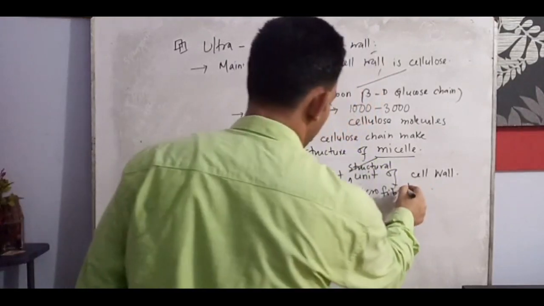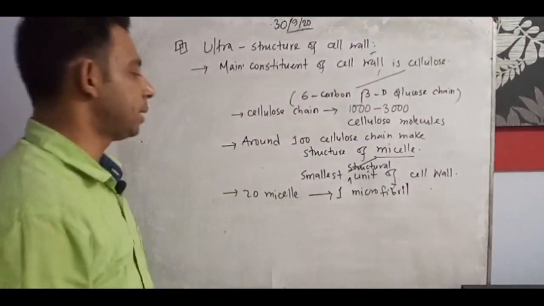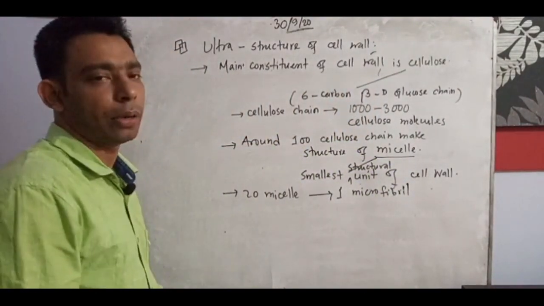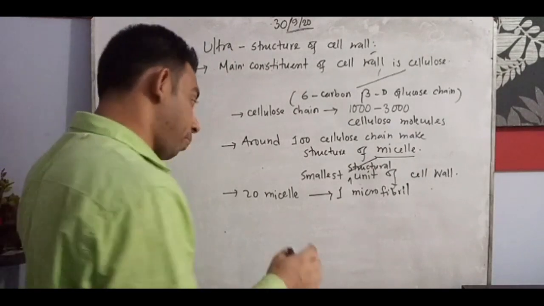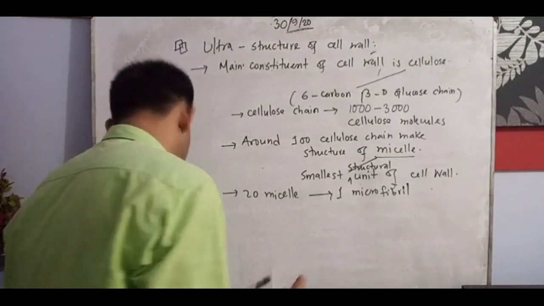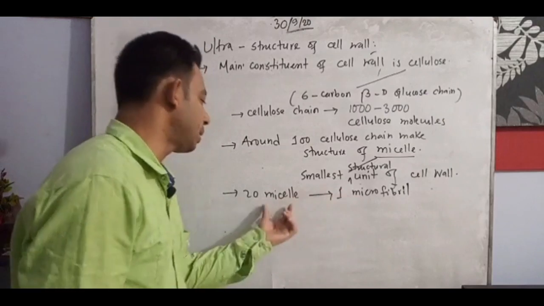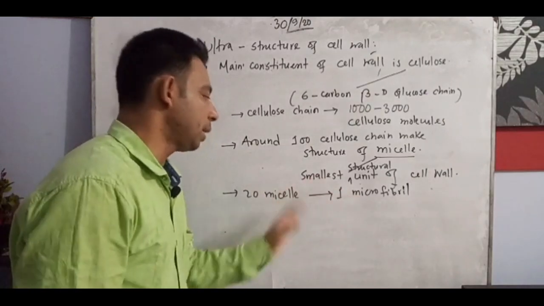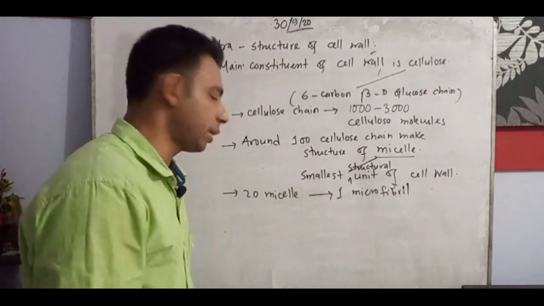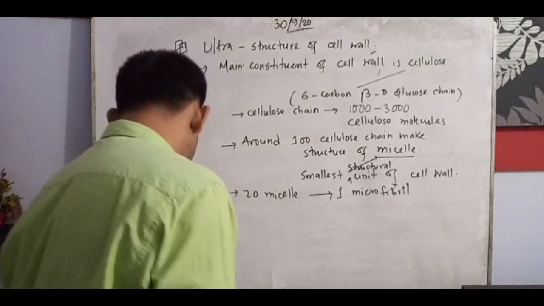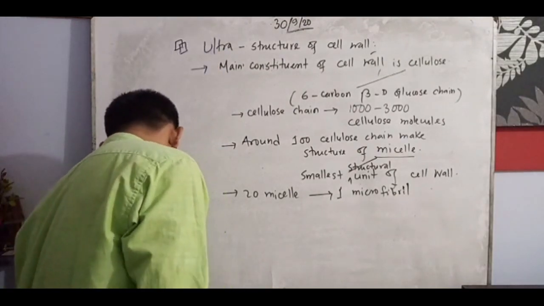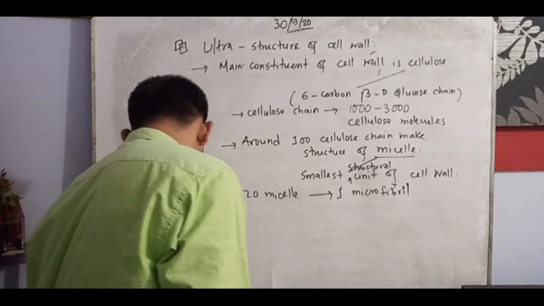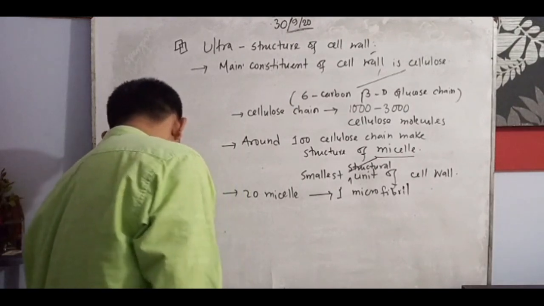Yes, so this one, look here: 20 micellar equal 1 microfibril. So it is also very important. What is microfibril? That means when 20 micellar are composed together, they form 1 microfibril. Yes, then we can also see 250 microfibril make a macrofibril.